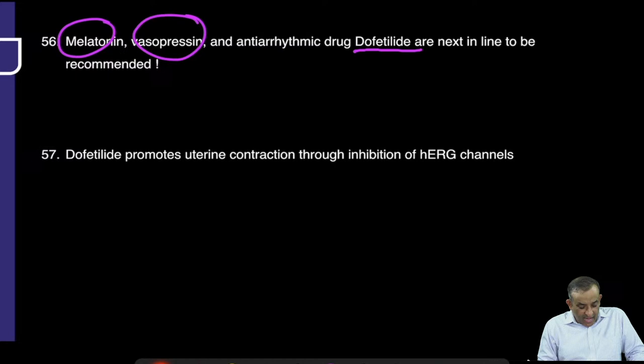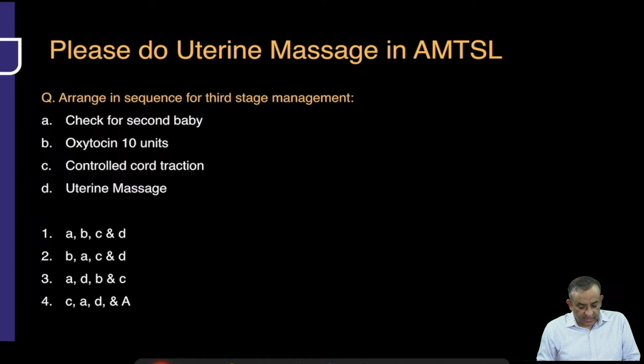Okay, so dofetilide promotes uterine contraction through inhibition of the HERG channels, the ether-a-go-go channels, like they keep telling this. So please, I know you guys have been reading about this, the HERG channels are inhibited. That's why there is smooth muscle contraction. Okay, let's move on and see.